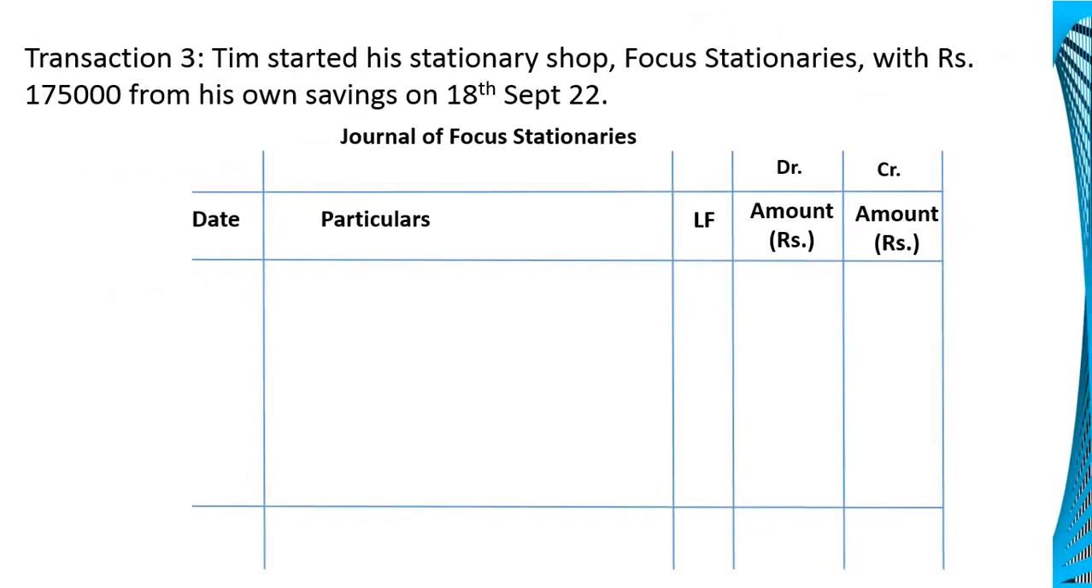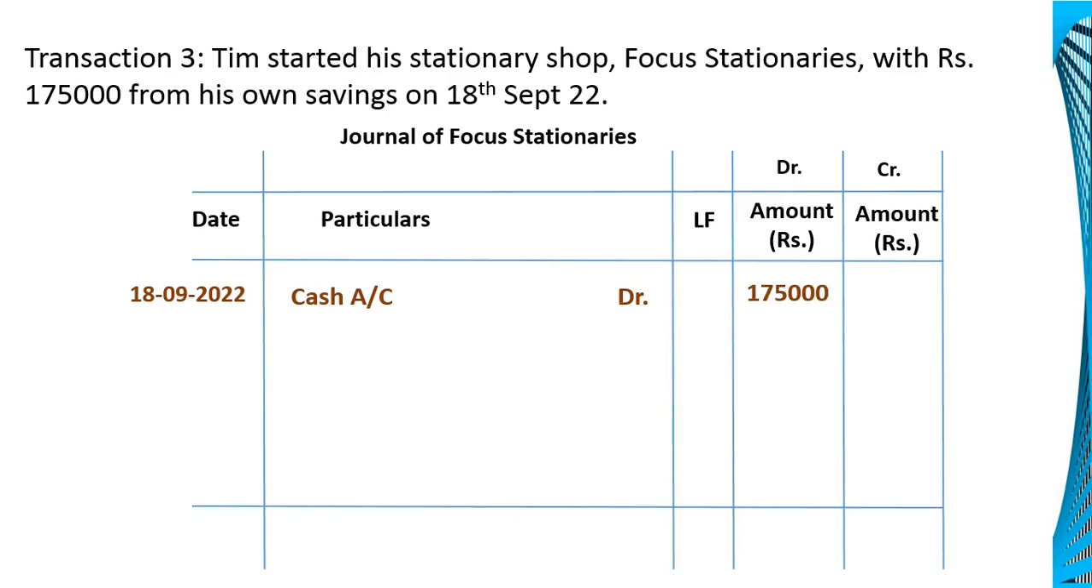Let us discuss one last example. Tim started his stationery shop, Focus Stationeries, with Rs 1,75,000 from his own savings on 18th of September 2022. Here, the cash balance with the business, that is Focus Stationeries, has increased. We will debit cash account because cash is an asset and any increase in asset is debited. Remember, business unit and the businessman are different for the purpose of accounting. Here, as soon as Tim brought his own money to the business, it becomes the money of the business.